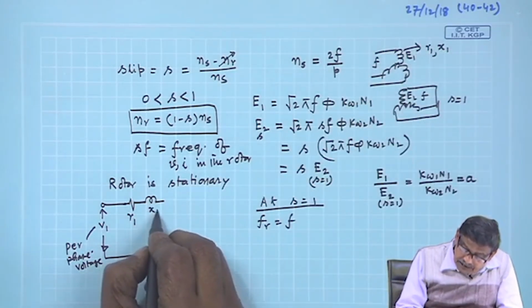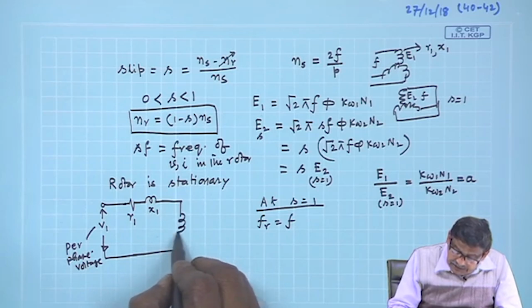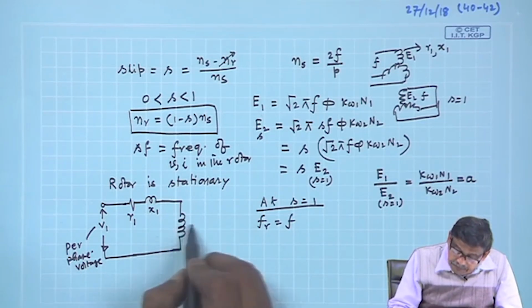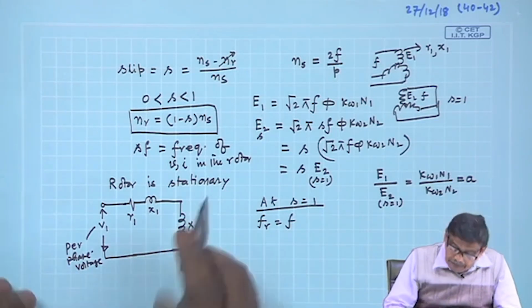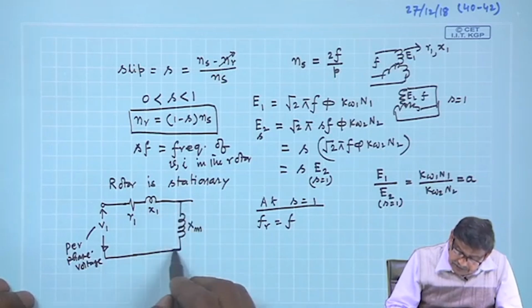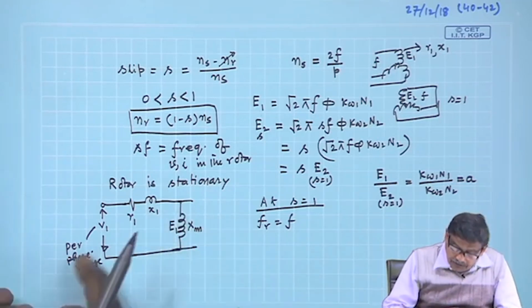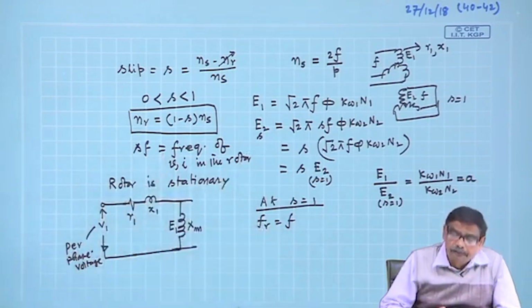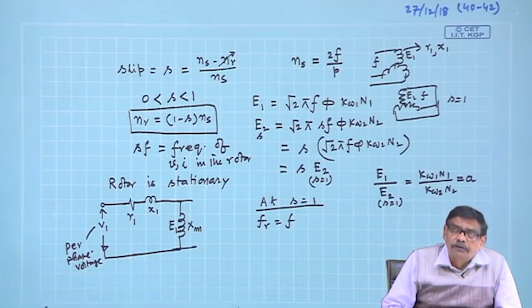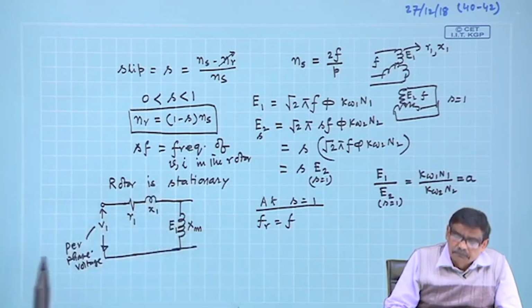So, there will be a leakage reactance X1, then there will be a magnetizing inductance Xm. I will write capital Xm because Xm is much higher, and here is your E1. As in a transformer, there is an applied voltage and E1. If you neglect R1 and X1, V1 is equal to E1. Mind you, R1 and X1 are small and Xm is large, many times larger than R1 and X1, like a transformer.